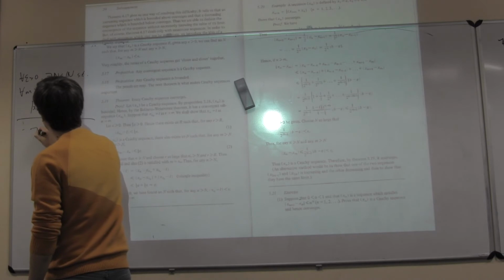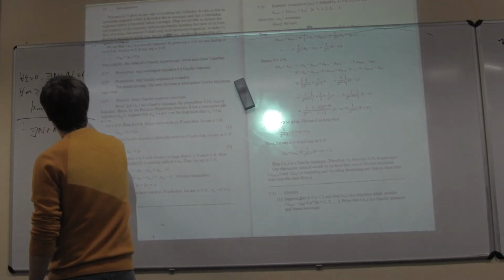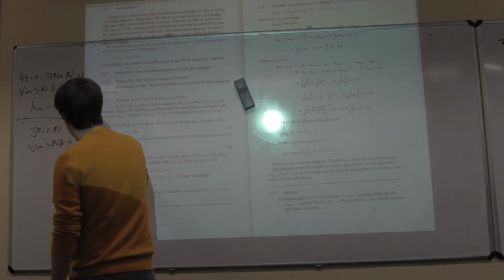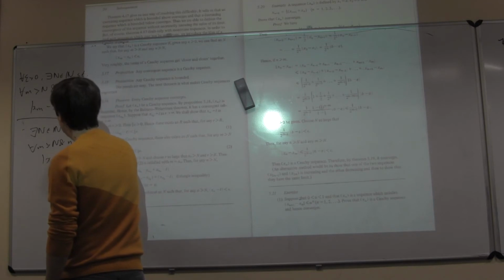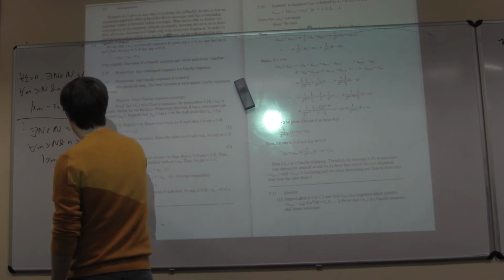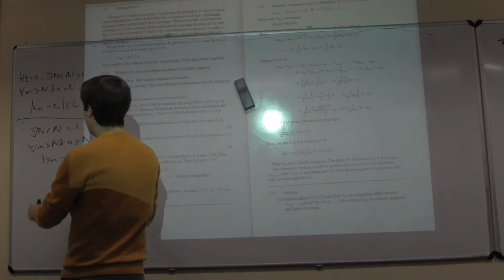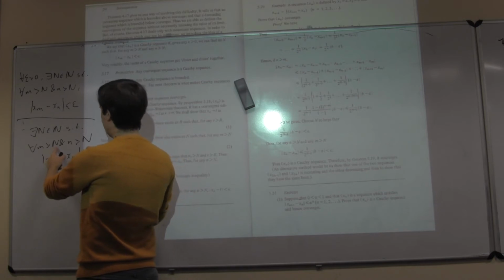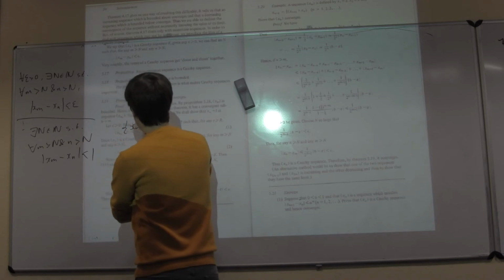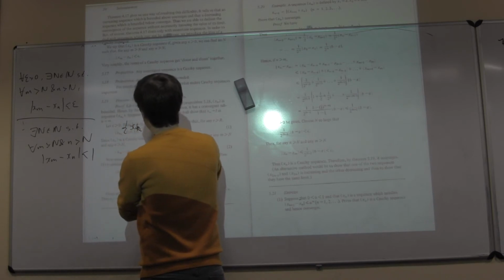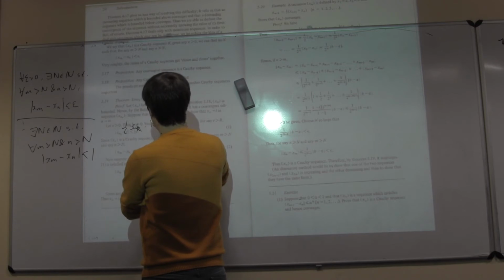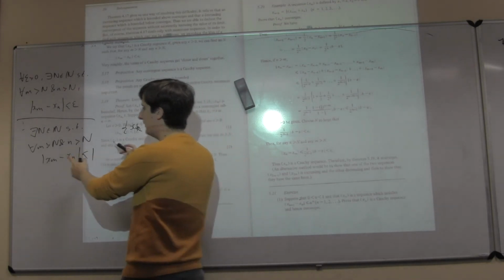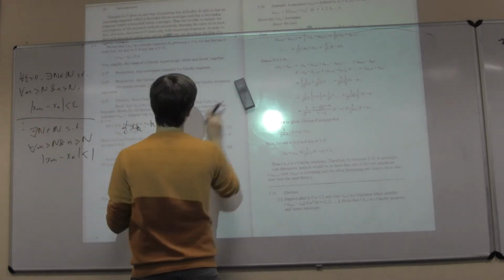So we know that there exists capital N in the naturals such that for all m greater than N and n greater than N, xm minus xn is less than 1. Okay, so we know that the set of xk, for k less than or equal to capital N, is bounded because it has finitely many elements. So all we have to do is show that it's also bounded from capital N onwards.